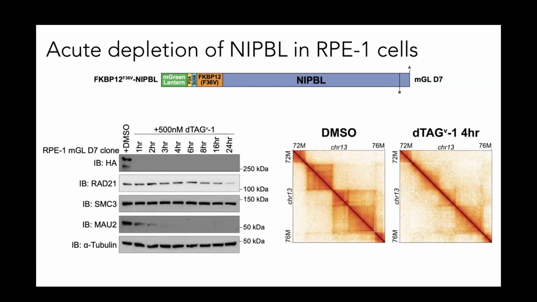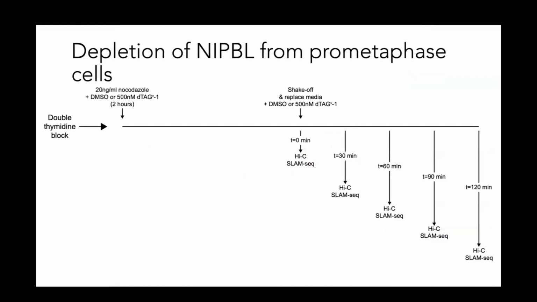We can also do this, again, just in cycling cells, degrading this and doing things like Hi-C, and we can see that the loss of NIPBL here largely eliminates most TADs and loop-type structures that we see. And so using this, we can then use the system to look at the reformation of 3D genome organization during mitotic exit.